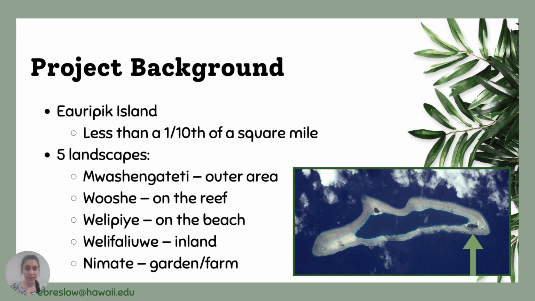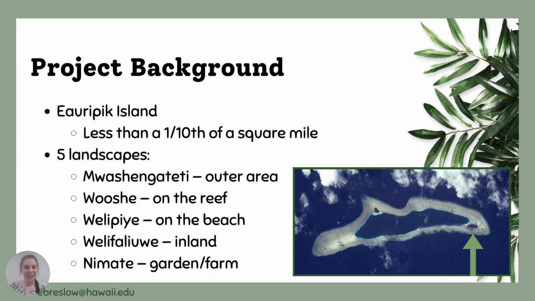Part of the lack of diversity is because Eauripik has had a number of storms come through over the years, and some of these have wiped out most of the plants, and they have had to be brought back to the island either naturally or by humans. Nonetheless, I wanted to give you a bit of a sense of what the island looks like.